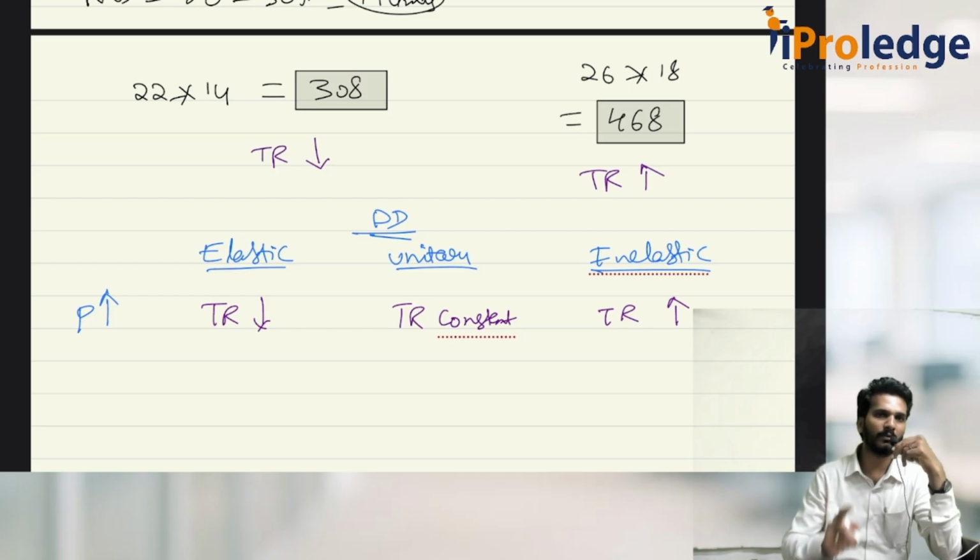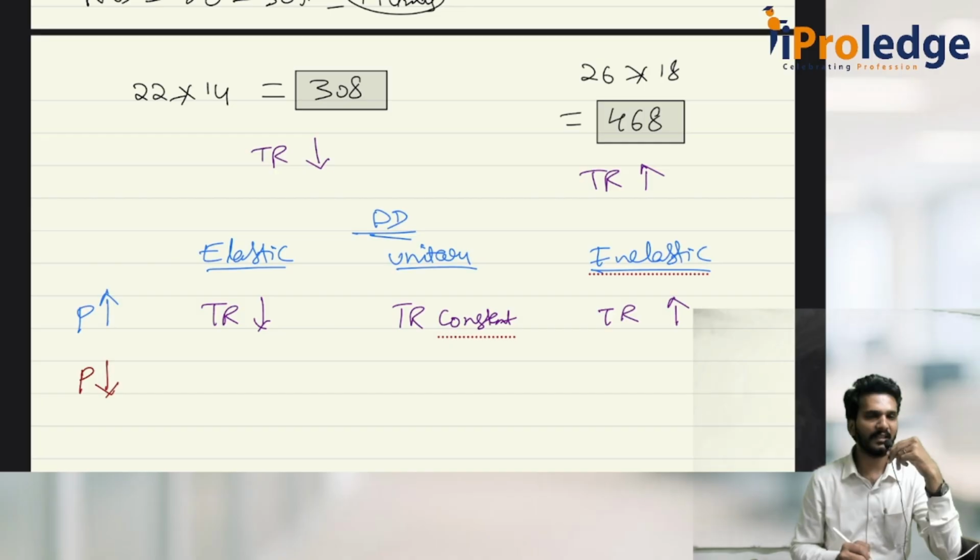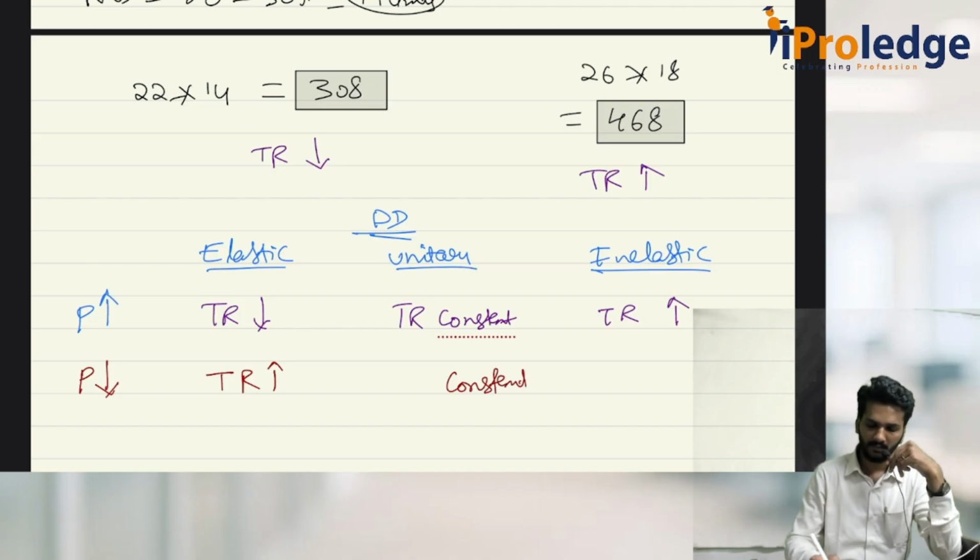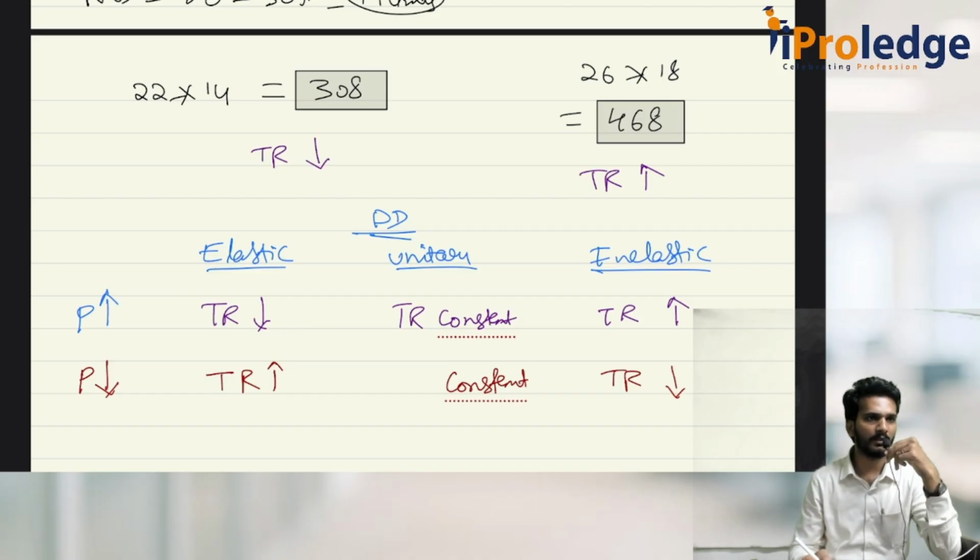happens to the total revenue? Decrease. Under elastic demand, when the price decreases, what happens to the total revenue? Increase. It remains constant. Here, total revenue will decrease. If you want, you can do that the other part of the solution.